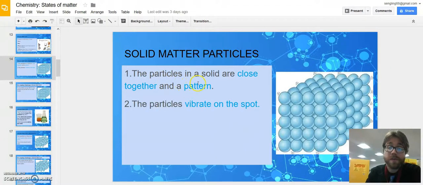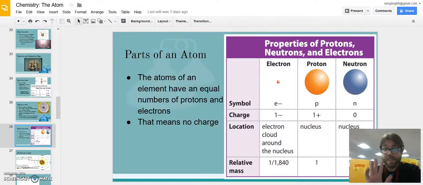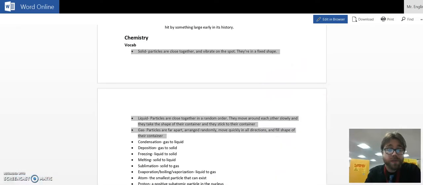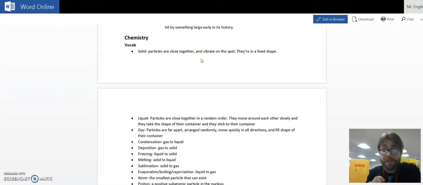Solid. Particles are close together in a solid. They vibrate on the spot, just like you see in this picture here. The particles are very close together and they're vibrating really quickly in place. So what you want to remember for a solid: the particles are close together and they're in a fixed shape. The shape is not going to change.